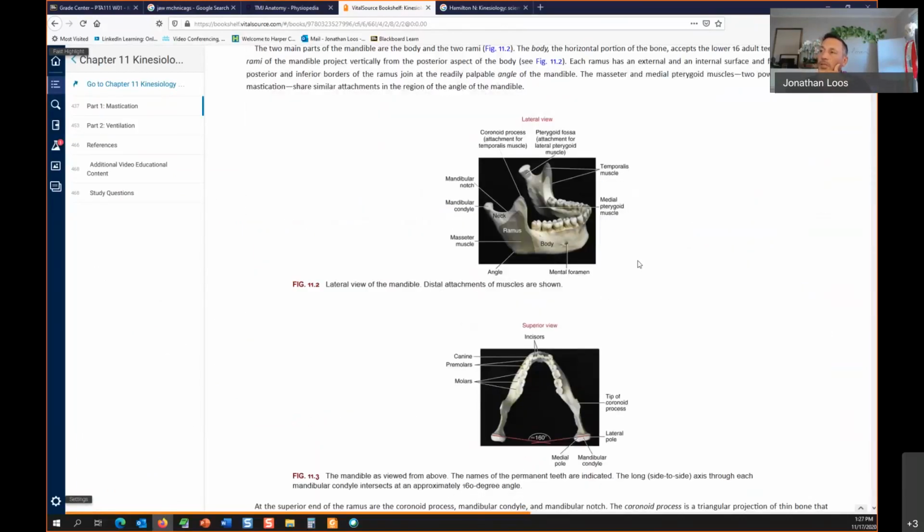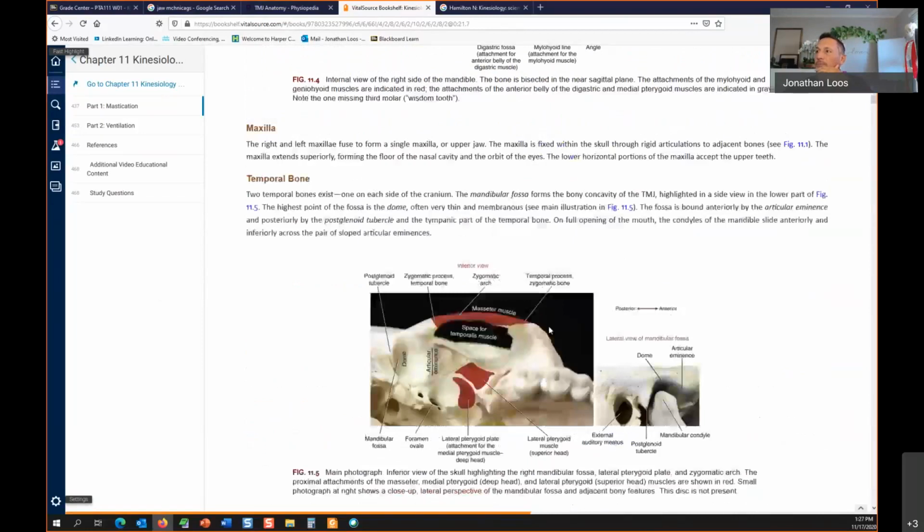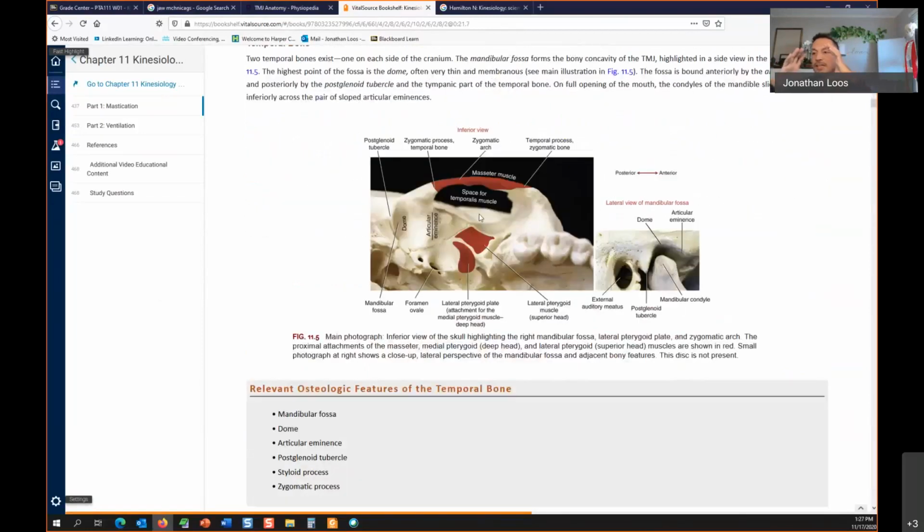So there's a really cool picture. You can kind of see here, this is if you were to take the skull and look from an inferior view, and here's the zygomatic arch. You're looking where the jaw would be. You can see where the pterygoids attach, so they're right on the inside of the jaw. On the outside of the jaw, you have the masseter muscle, and then this is the space for the temporalis.